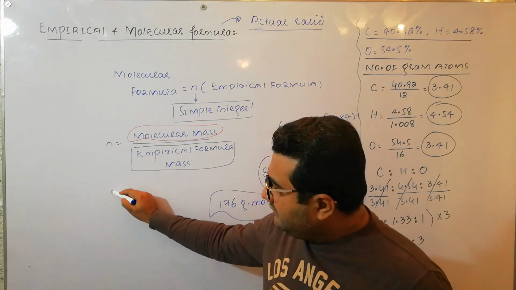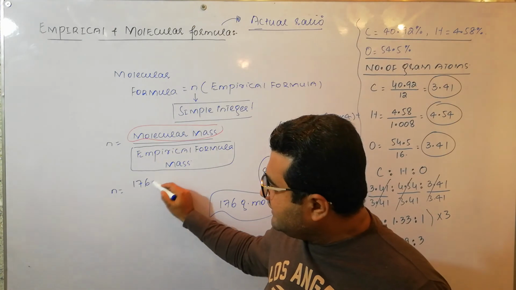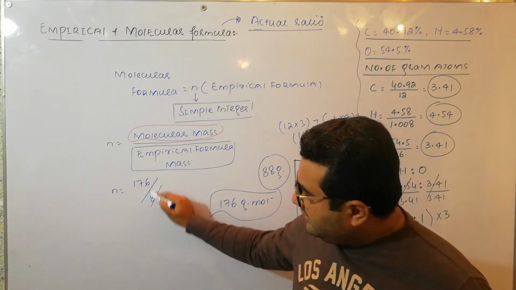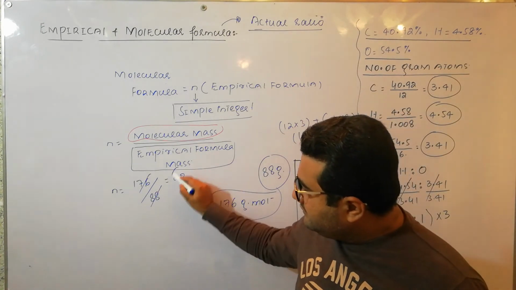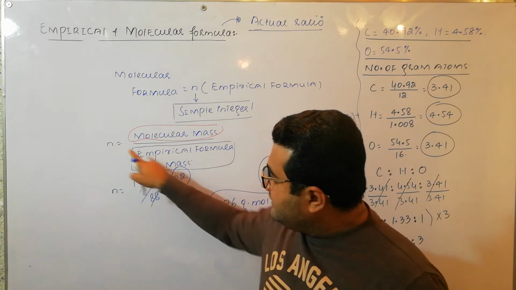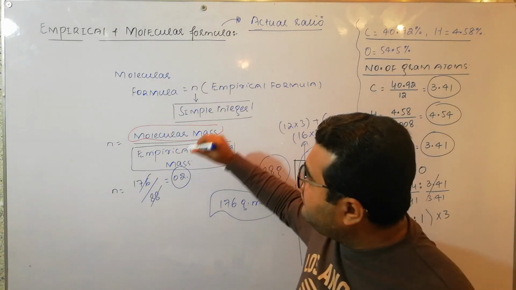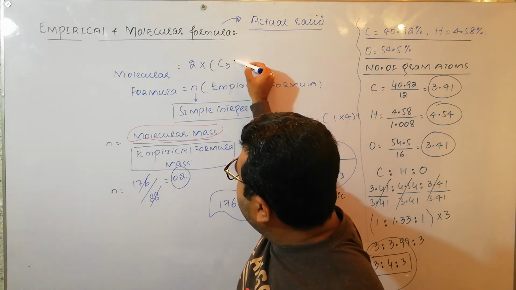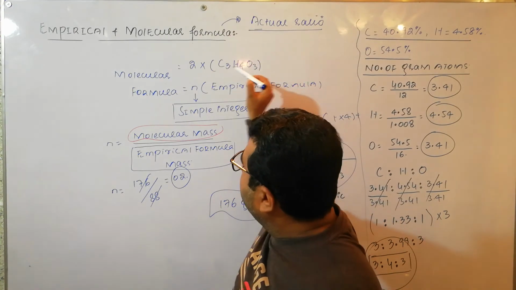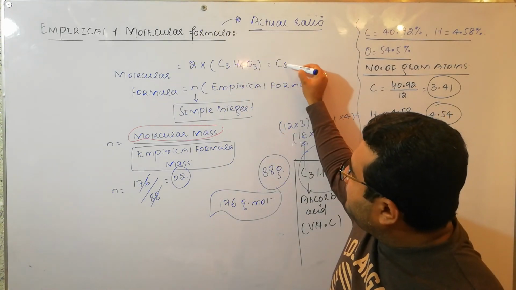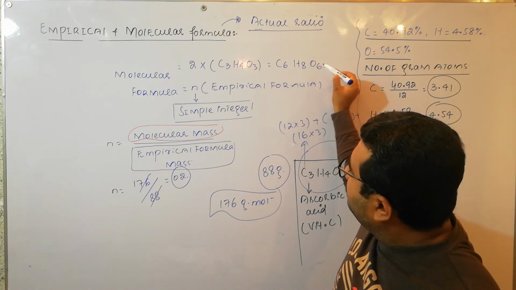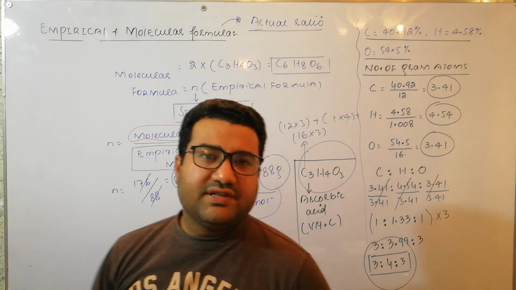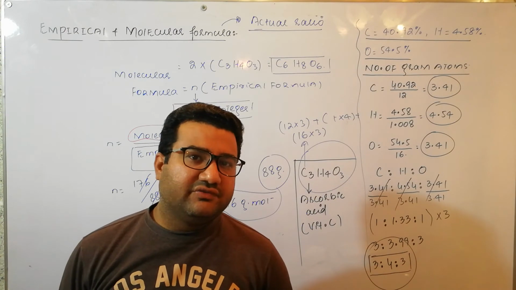Now we can calculate N. Molecular mass is 176. Empirical formula mass is 88. When you divide it, it will come out to be 2. So N is equal to 2. Now what will be the molecular formula? Molecular formula is equal to N into empirical formula. Empirical formula is C3H4O3. When you multiply it, it will come out to be C6H8O6. This C6H8O6 is the molecular formula of ascorbic acid.